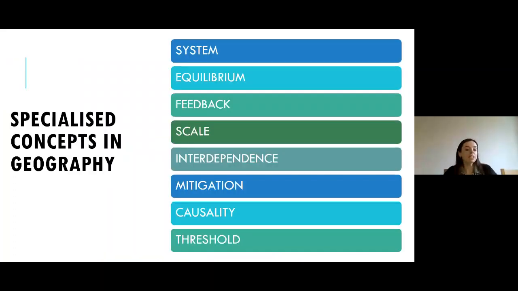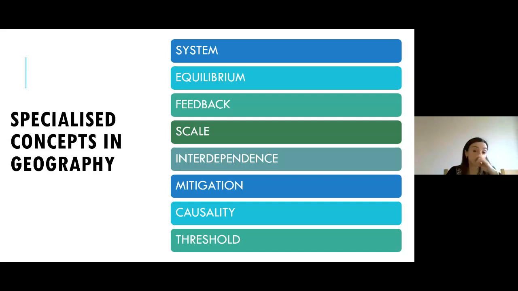Now, specialized concepts in geography, I've mentioned these at every presentation so far because I think they're extremely important, and every 21st century geographer needs to use them correctly in their essays. And here we have just a few random ones from the list.